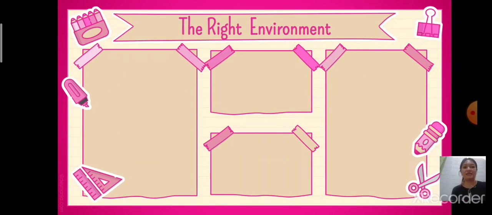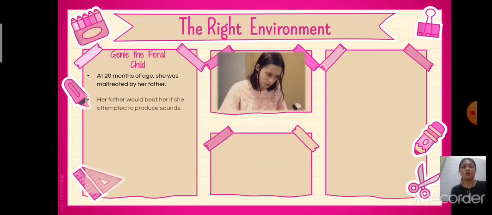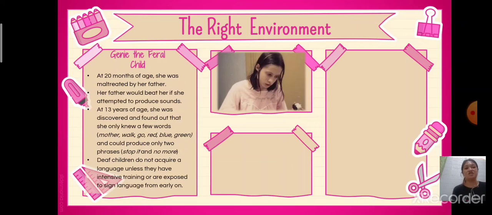Next, we have the right environment. I have here Jenny, an example of a child acquiring language based on his or her environment. Jenny is a feral child, a child who was deprived of language. At 20 months of age, she was maltreated by her father. Jenny was beaten by her father, and whenever she attempted to produce sounds, she was punished. So at the age of 13, Jenny is afraid of making noises because whenever she produces sounds, a punishment comes afterwards.